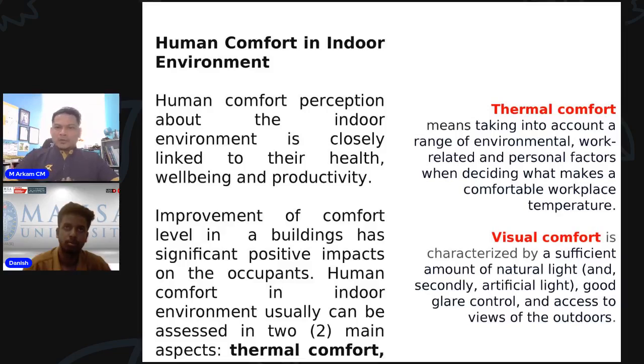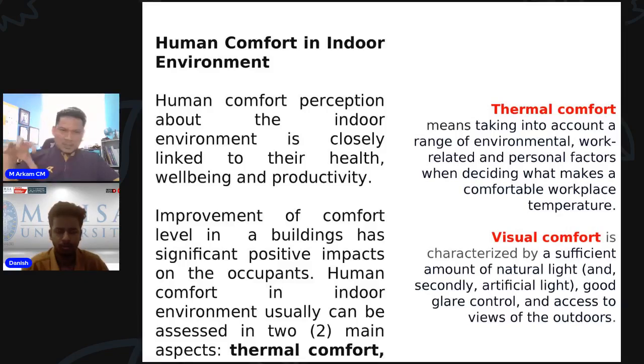If you look into these two, thermal comfort and visual comfort, it basically goes in one direction only. Visual comfort comes from light, which comes from the sun. Thermal comfort is about temperature. Temperature comes from solar radiation. Solar radiation comes from the sun. So basically, the sun is the main factor here.